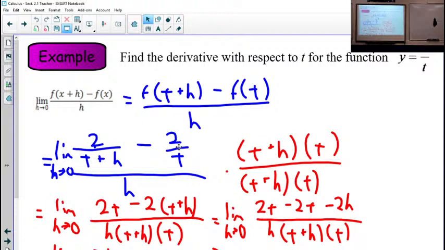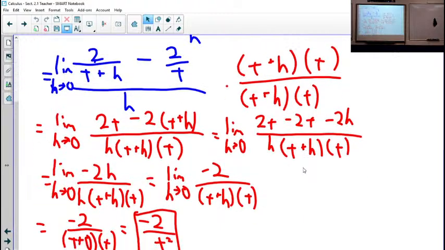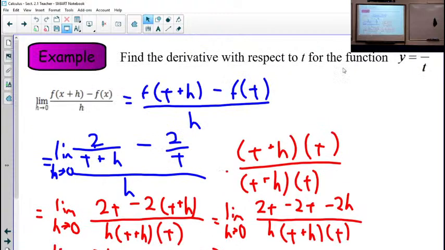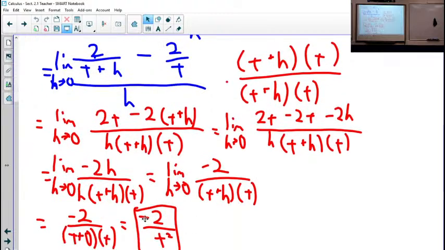here's the limit way of doing it. Remember, we had to multiply that fraction to get rid of that fraction and a fraction, we canceled out, and we got negative 2 over t squared. Because this was 2t to the negative first. So negative 1 came down out in the exponent. That's why it's negative. And then we subtract 1 from the exponent. So instead of negative 1, we got a negative 2. So just showing that that limit process gives us the same answer as what we had before.